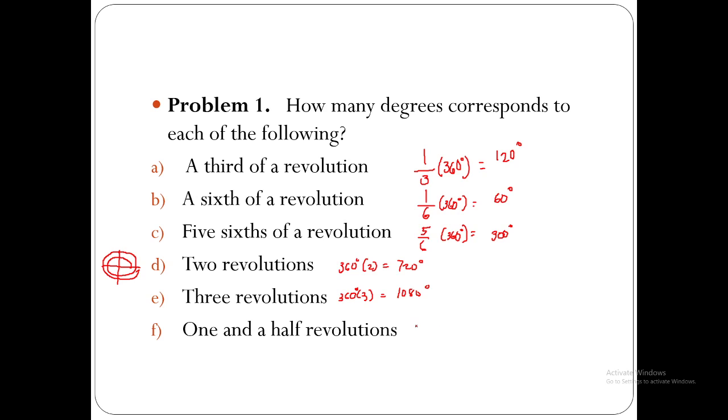And one and a half revolutions. So 1.5 revolutions. One revolution plus one half. So here, that's 360, and one half is 180. That's 360 degrees plus 180 degrees. That's 540 degrees.